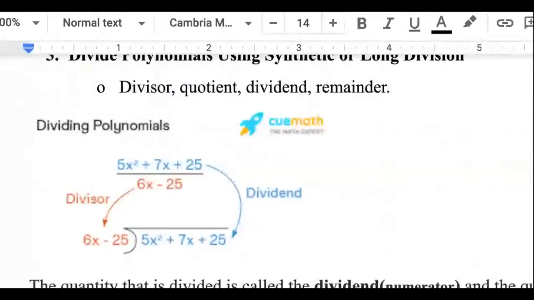Let's go to the whiteboard. Let me go to the whiteboard to explain this. Let me first write this question: 5x squared plus 7x plus 25 divided by 6x minus 25. So let's go to the whiteboard.